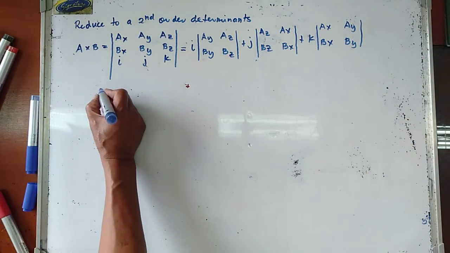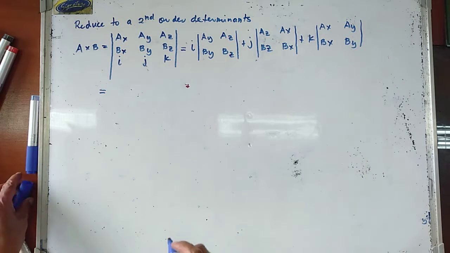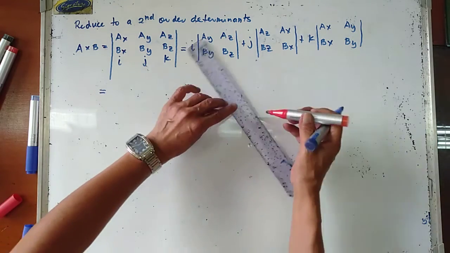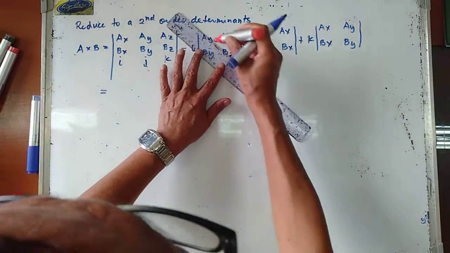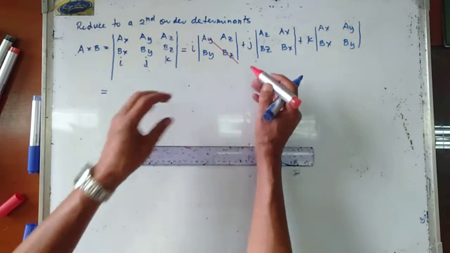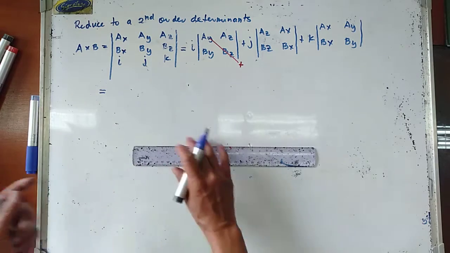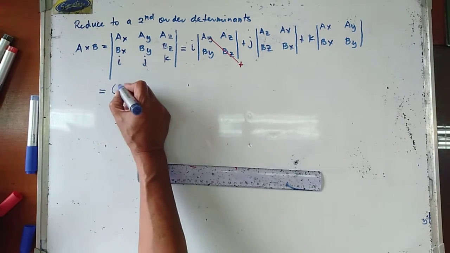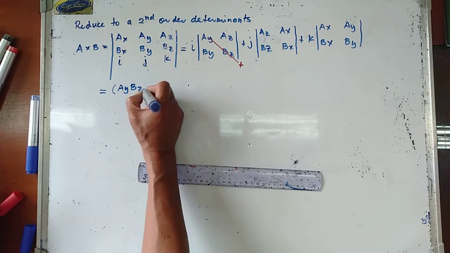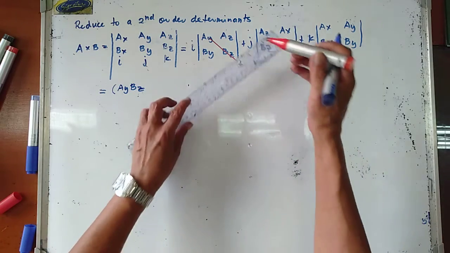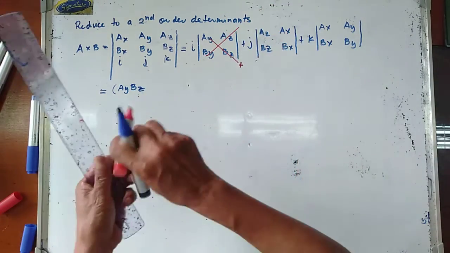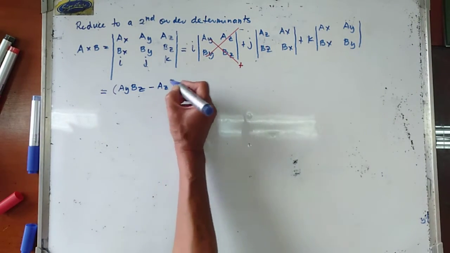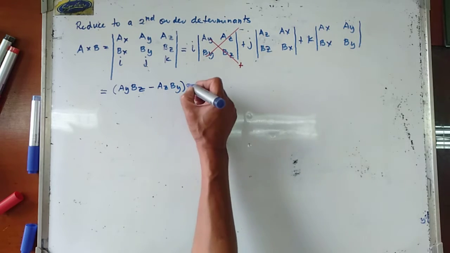So let us try to evaluate now the cross product of the two vectors. If you take a look in here, this one is positive. So we have positive AY BZ. And then at this point it is negative. So we have minus AZ BY, and then I.